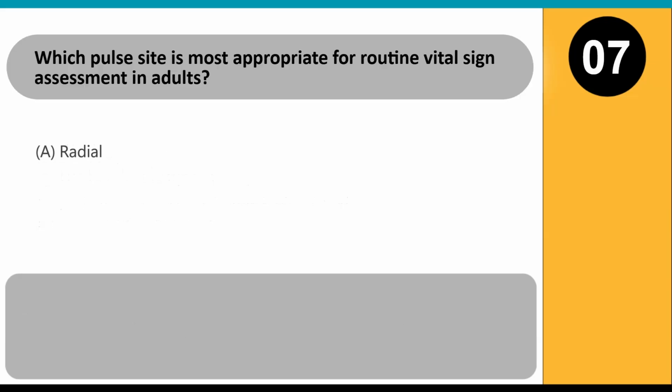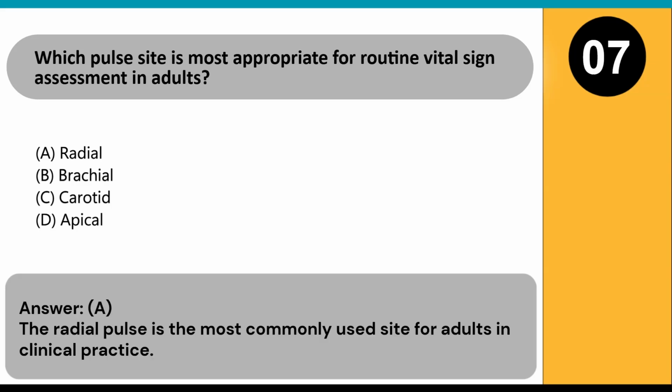Which pulse site is most appropriate for routine vital sign assessment in adults? A. Radial. B. Brachial. C. Carotid. D. Apical. Answer: A. The radial pulse is the most commonly used site for adults in clinical practice.